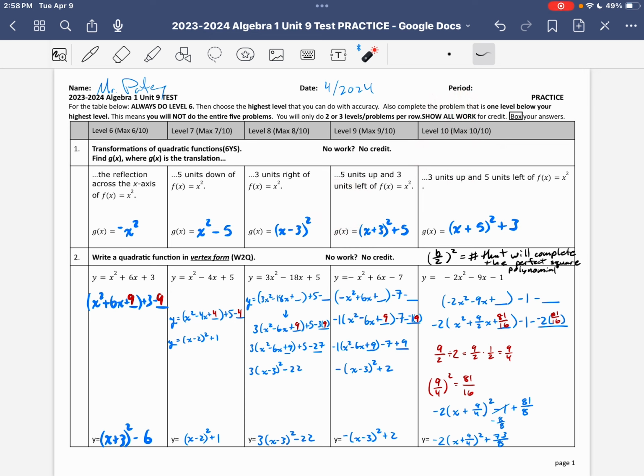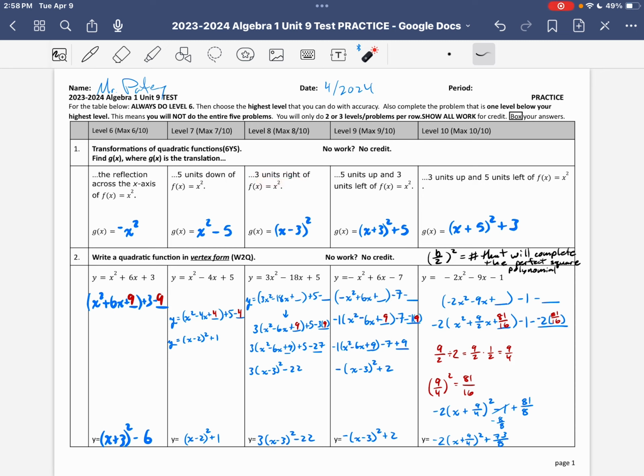I don't know if that helps, but you can just make up rules for yourself and say when it says plus 3 inside the squared, it moves left. If it said minus 3, then it would move right. The outside number is the easy number. If it says plus, you know it's going up. If it says minus, you know it's going down. This one doesn't have that outside number because it only moves right. This one has the outside number because it moves down.